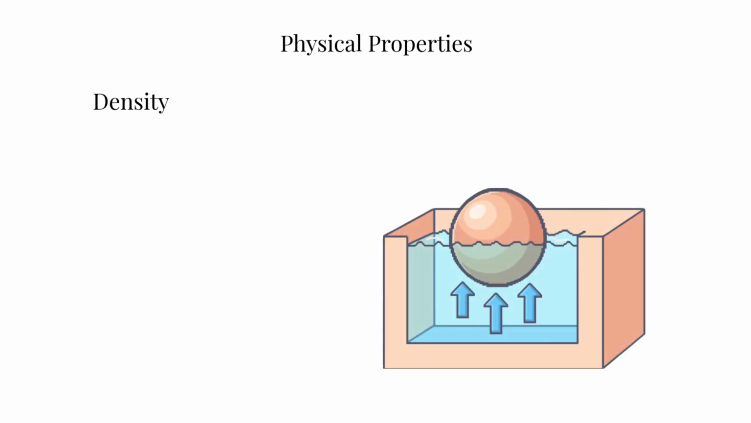Now let's understand density. Density of a substance is also a physical property. It tells us how much mass is present in a given volume of the substance. That is why some objects float on the water while others sink. This depends on their density. And again, while measuring density, the substance does not change, so it is a physical property.